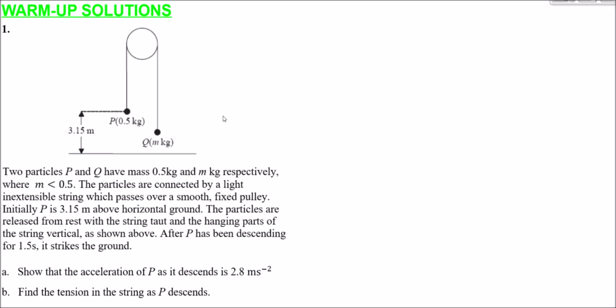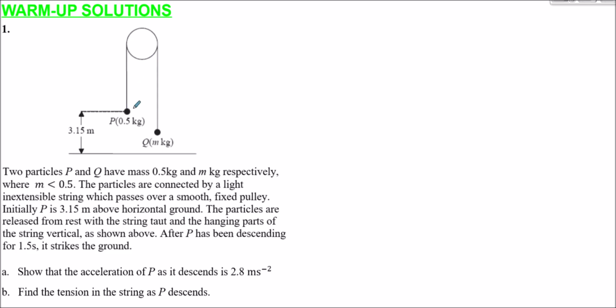question 1. So question 1, we have obviously a pulley, and we've got two particles here, particles P and Q, which have a mass of 0.5 and m kilograms respectively. Importantly as well, it says that m is less than 0.5. So what this means is this particle here is smaller in mass than this one.